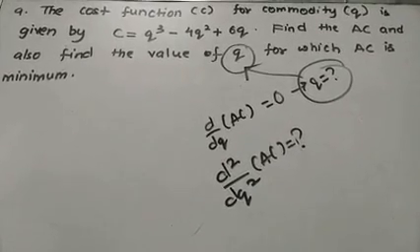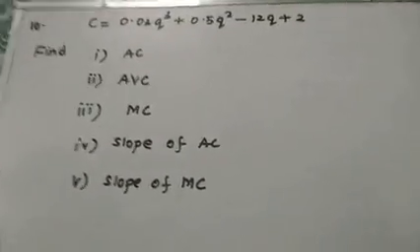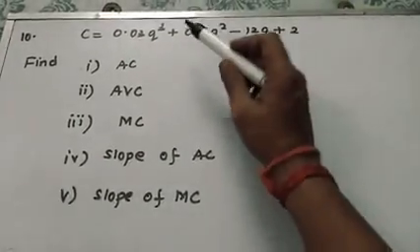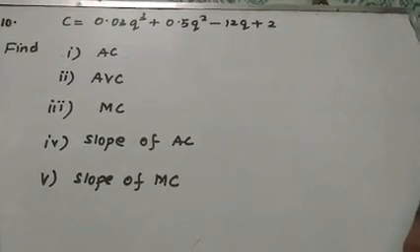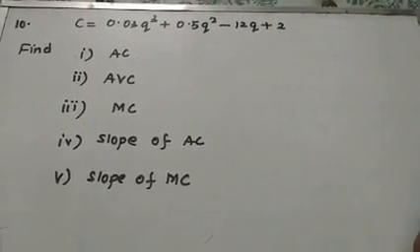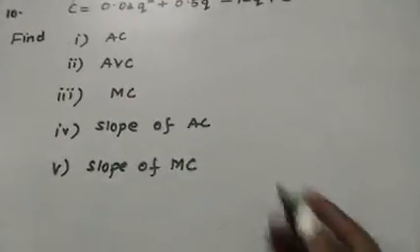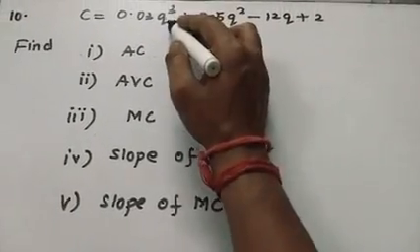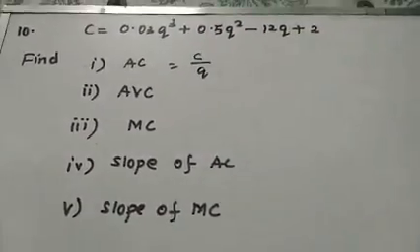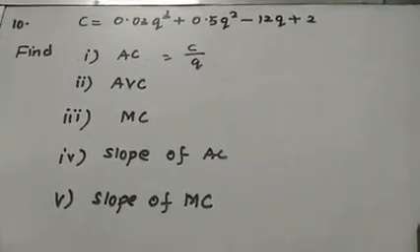Okay, so now let's move to the last question, question number 10. C equals, that means total cost given to you, 0.03 q cube plus 0.5 q square minus 12q plus 2. Very simple. Now first, what we have to find? Average cost. We know that average cost equals total cost divided by the output, which is q. That means dividing each term by q.